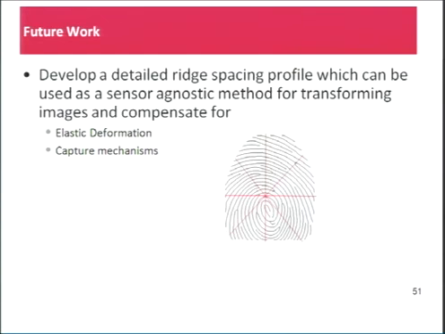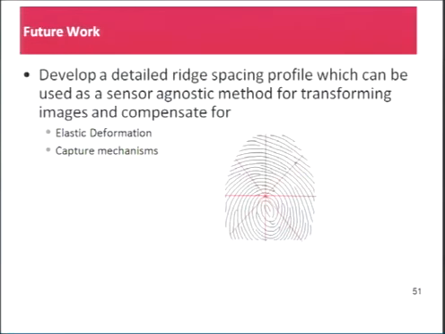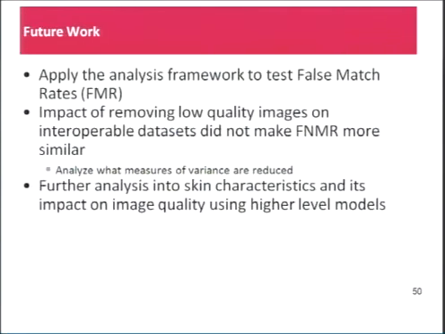Right now, a lot of distortion compensation models have been created, but they heavily rely on sensor characteristics. What kind of sensor was a particular image captured from? We are trying to create a sensor agnostic way of doing distortion compensation. And like I mentioned before, the performance metric used for this study was false non-match rates. Future work and work going on right now is looking at how the false match rate is impacted by these native and interoperable data sets.